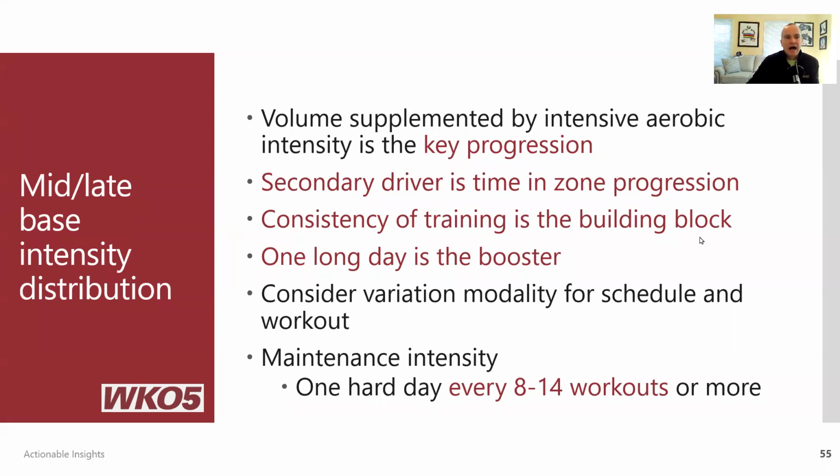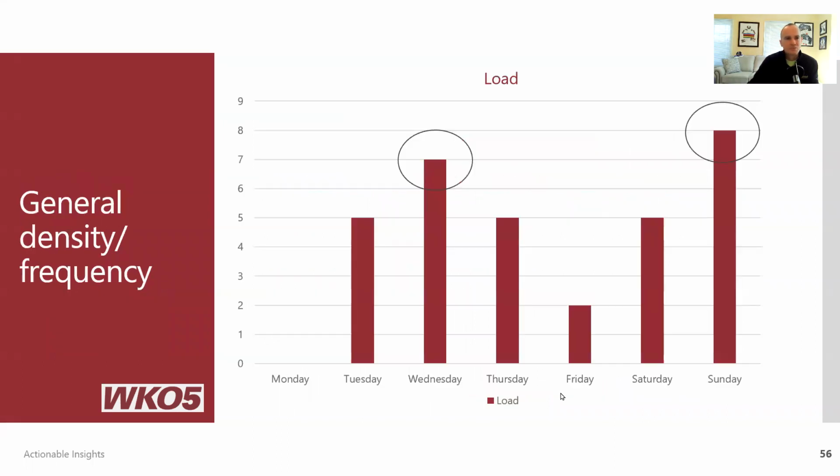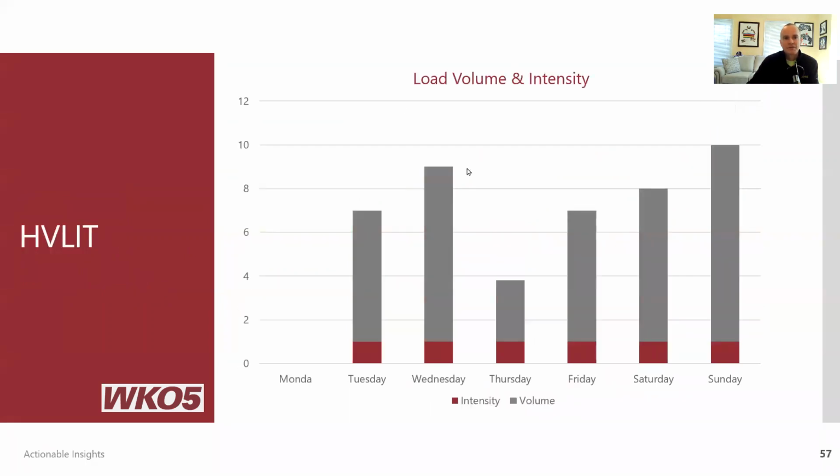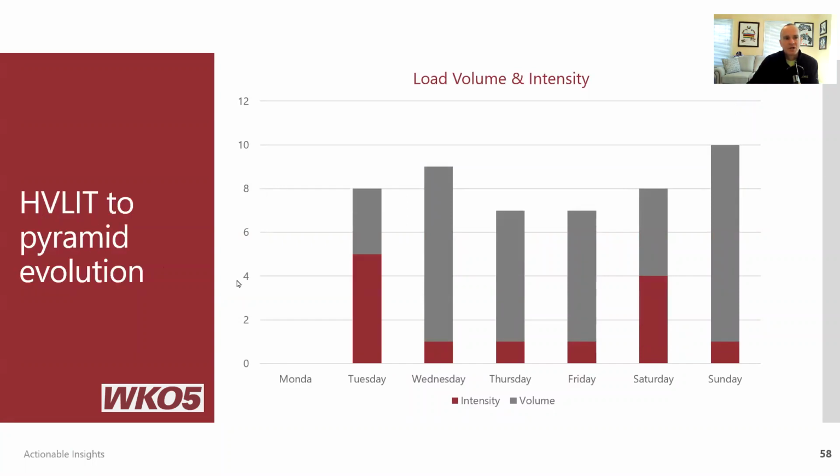Don't forget, just like early block, consistency of training is the core element of success. Any type of training done inconsistently will have inconsistent response. Still love one long day as the booster. Again, watch part 1. Consider variation modality in the schedule. That's what I was talking about earlier. As you get into these phases, for well-developed athletes in particular, you need a little more variation in these phases. And I still do some high intensity once every 8 to 14 days. So remember, we talked earlier about that general density, general load, general volume. We talked about high volume, low intensity training. You begin to remember the wave starts flowing to the right.